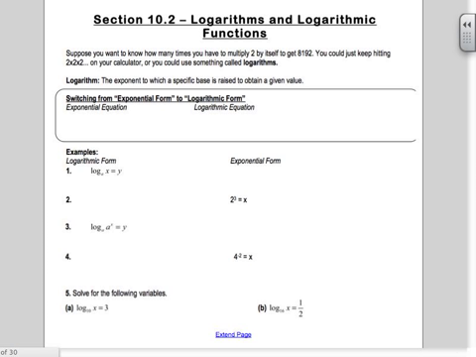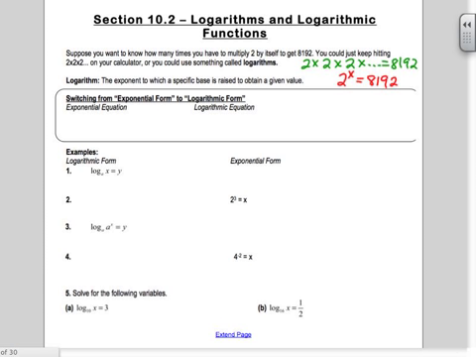All right, so it says, suppose you want to know how many times you have to multiply 2 by itself to get 8192. So let's say I had something like that. What I'm trying to solve is 2 to some power equals 8192. Okay. We've never done that before, where we've had our variable as an exponent. We've never seen that. Logarithms are what allow us to drop the exponent. They allow us to solve for x.